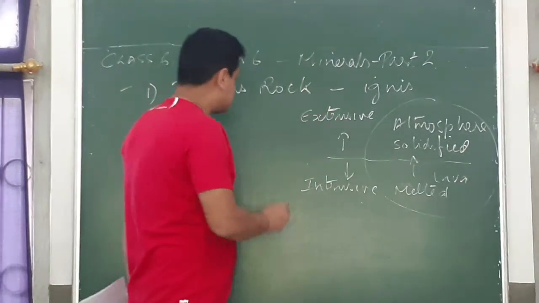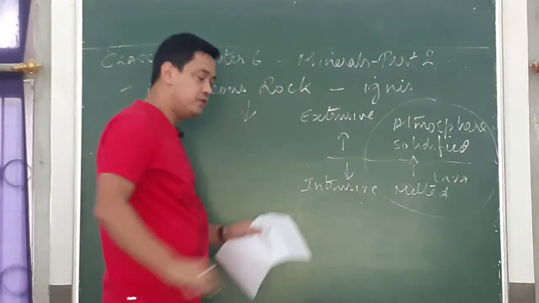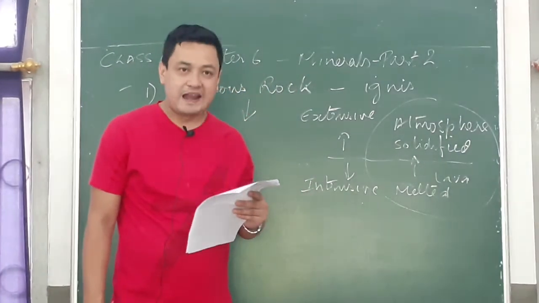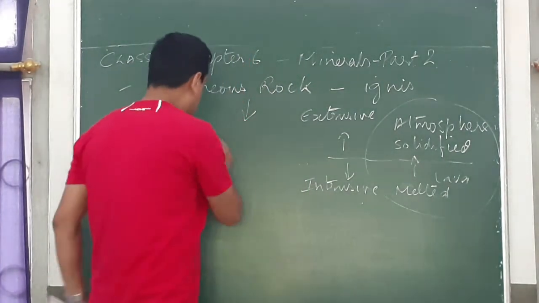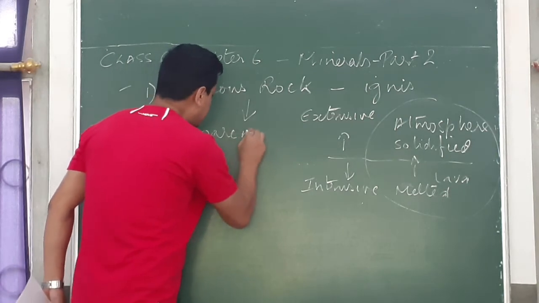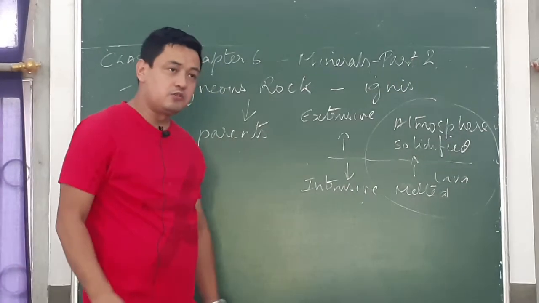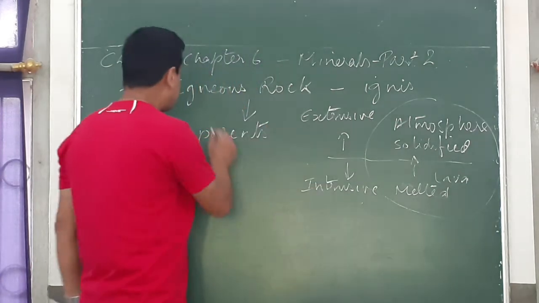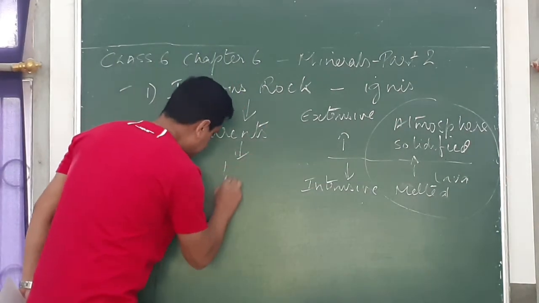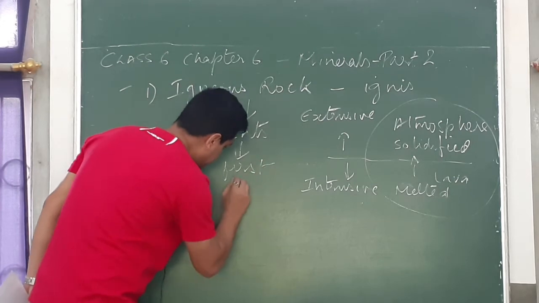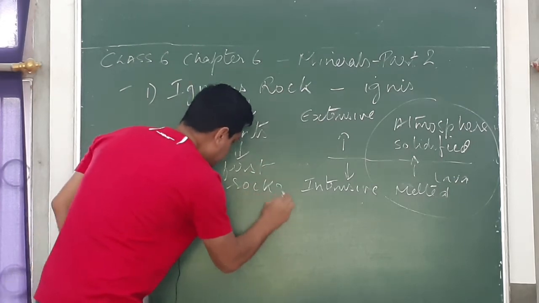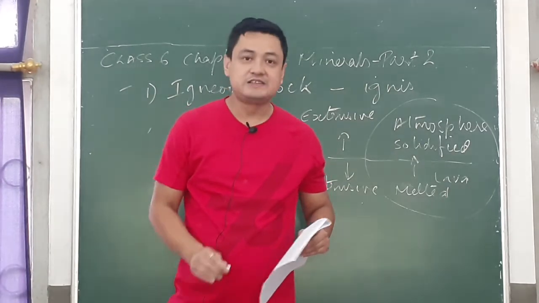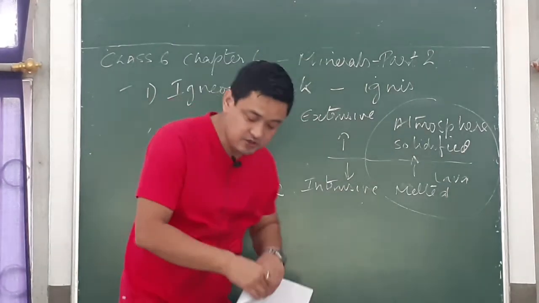And one thing I want to tell you, the igneous rocks were the first rocks, or they are also called the primary rocks or the parent rocks. Parent rocks means the original rocks from which other rocks were formed. They were the first rocks to be formed. Granite and basalt are examples of igneous rocks.